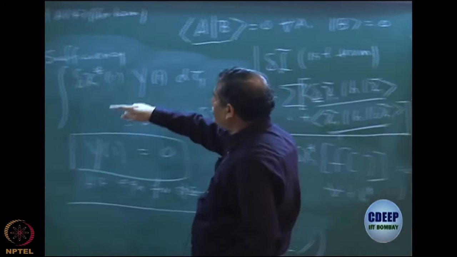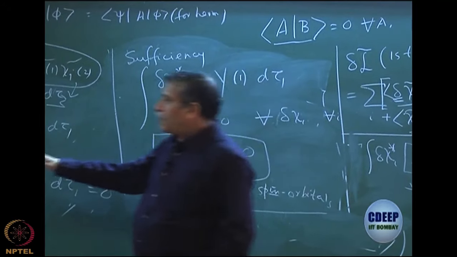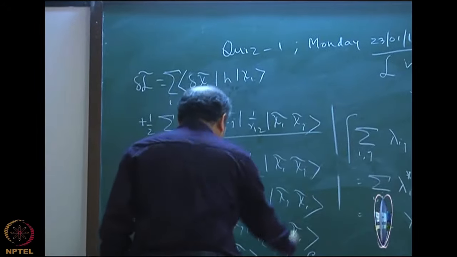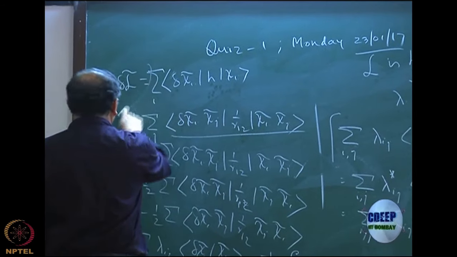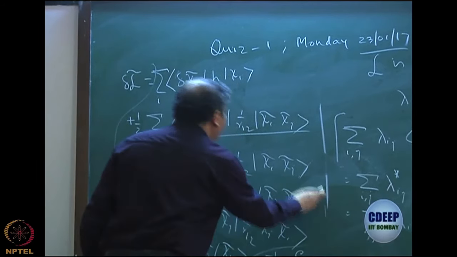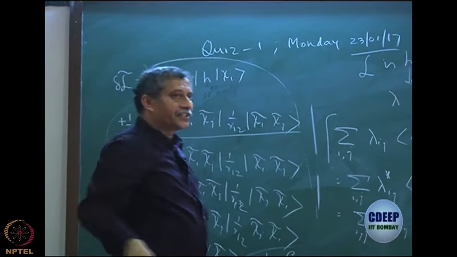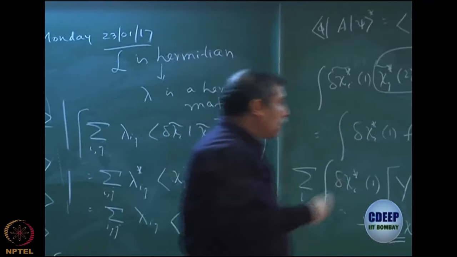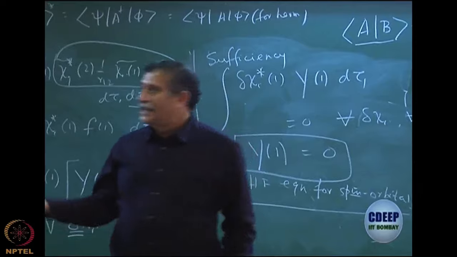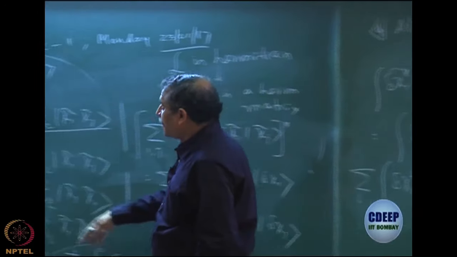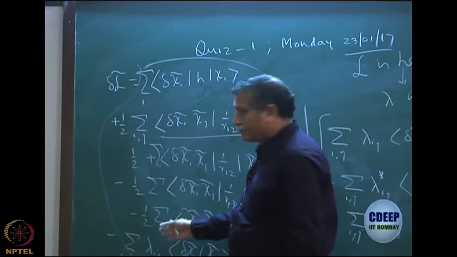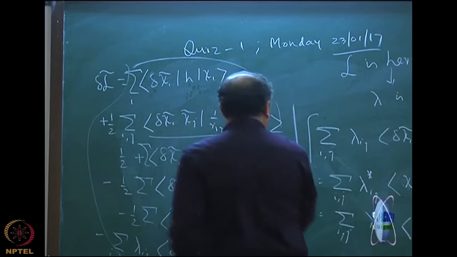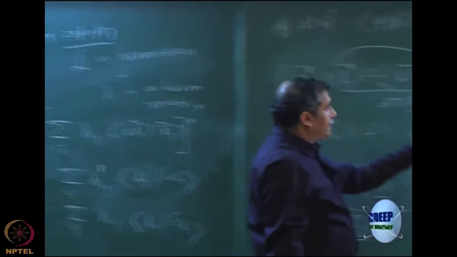It is not only that for each I it is 0, but I am also assuming for delta chi to be 0 first that this is 0. So I have two sufficiency conditions. This itself is 0 is the first sufficiency condition. Because if this is 0, conjugate is automatically 0. Then the second sufficiency condition is that under the summation over I, each term is 0. Under the summation over I, each term is 0.